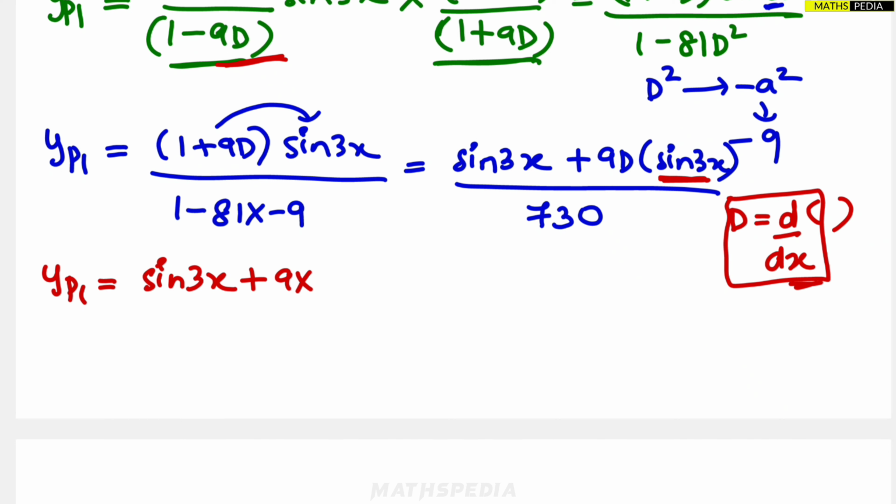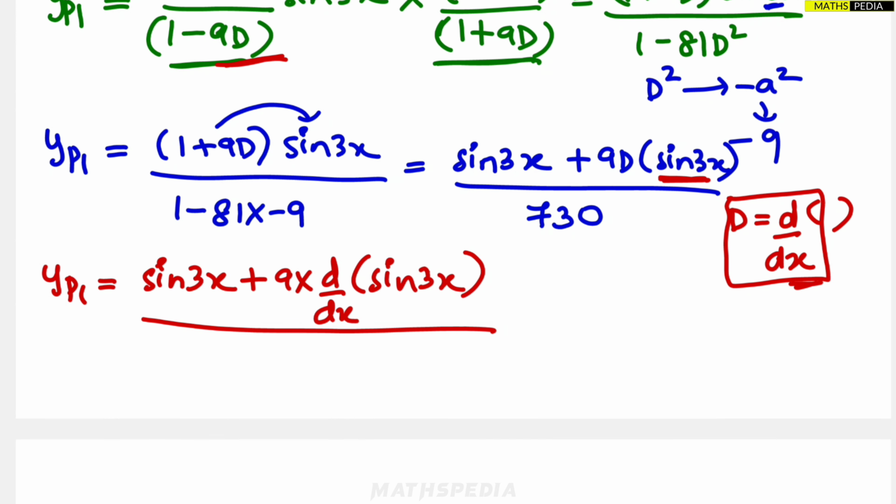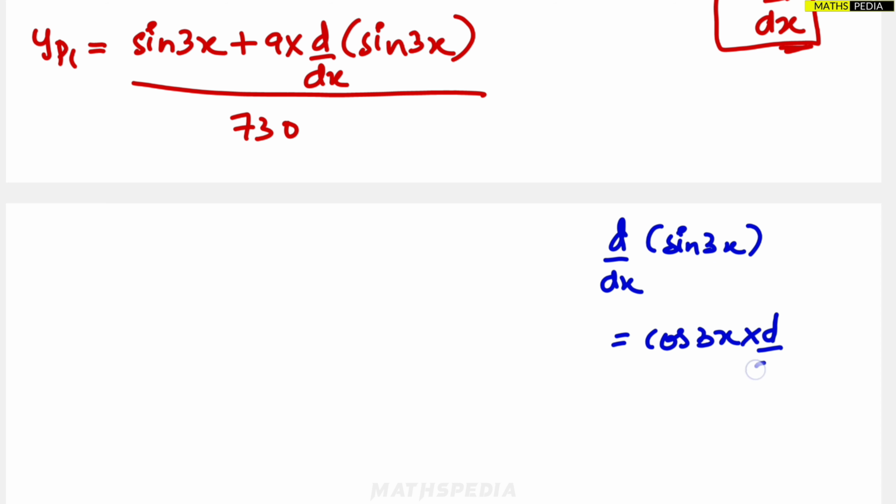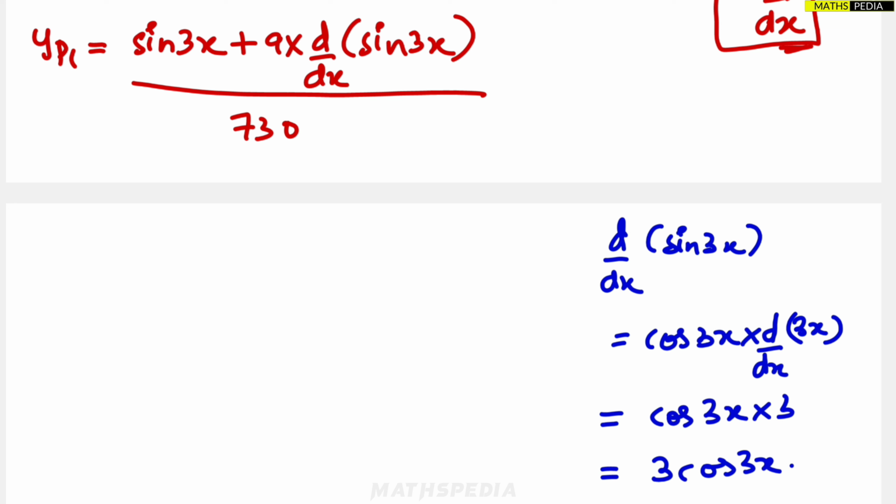What is the differentiation of sine 3x? Cos 3x into, I'll do one more step so that you can avoid that confusion. So instead of d by dx of sine 3x, divided by 730. Differentiation of sine 3x is cos 3x into differentiation of 3x, right? What is differentiation of 3x? 3. So cos 3x into 3, which is also said as 3 cos 3x, right?